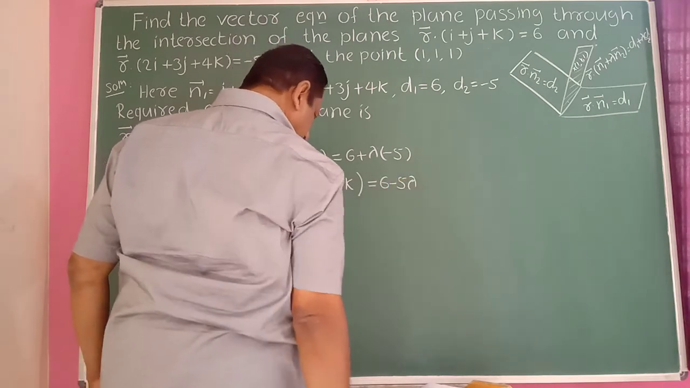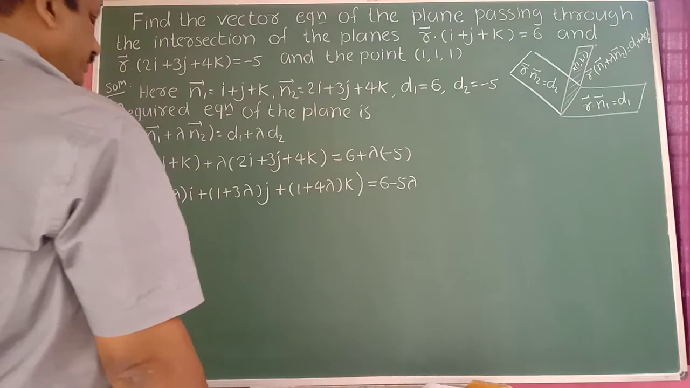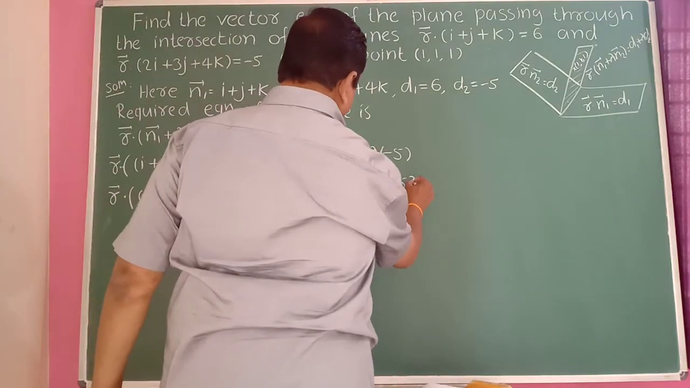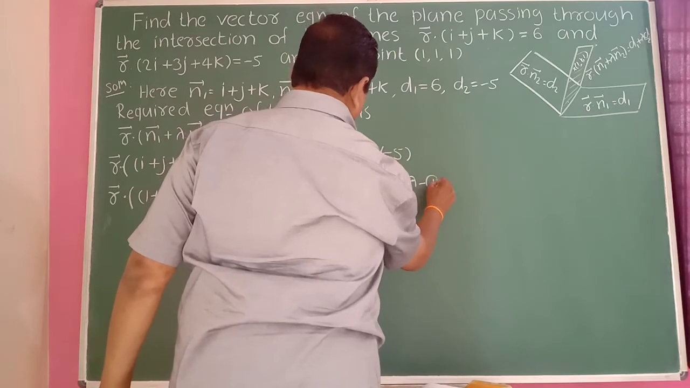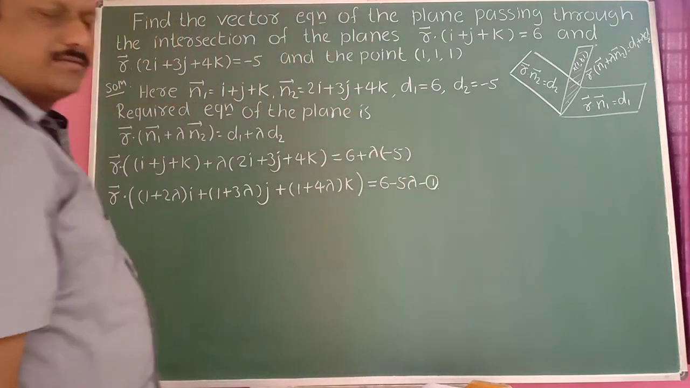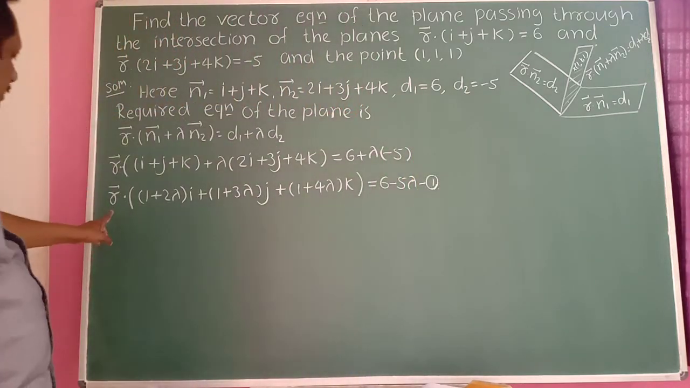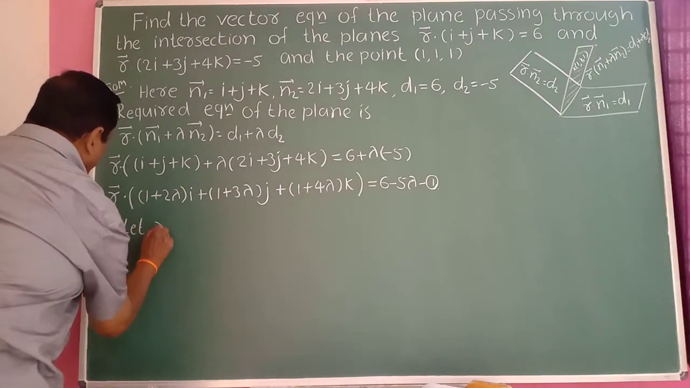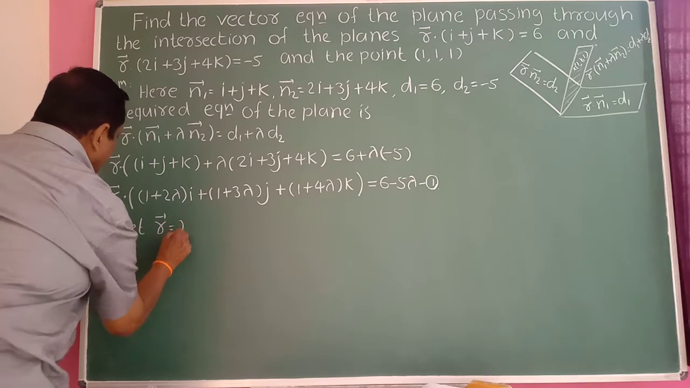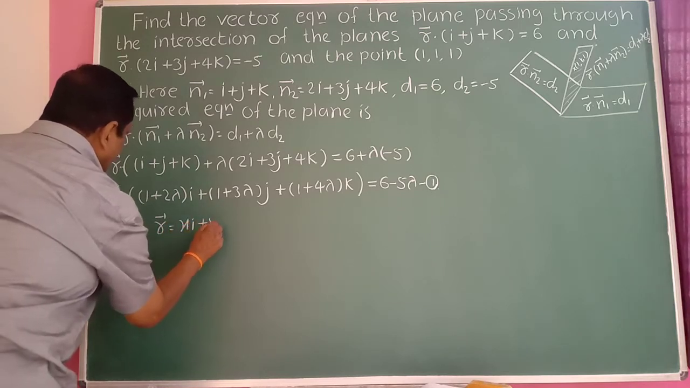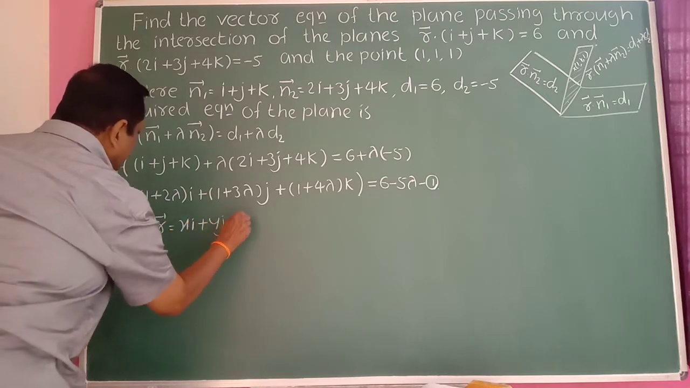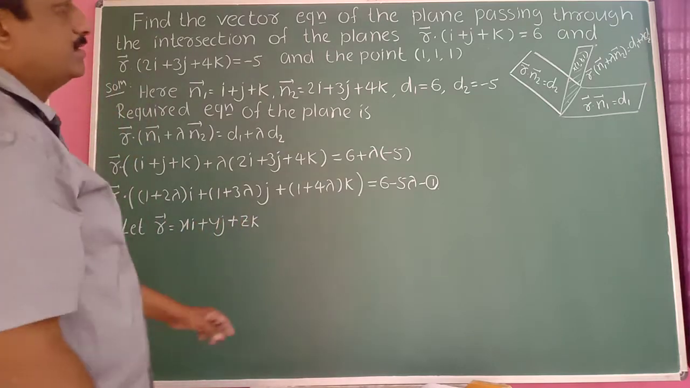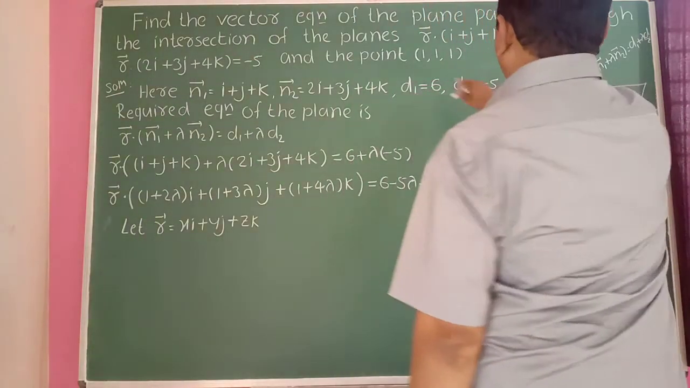So 6 minus 5 lambda. Okay, now take this one as equation number 1. Now let r bar be equal to xi plus yj plus zk, because the plane passes through the point 1, 1 and 1.